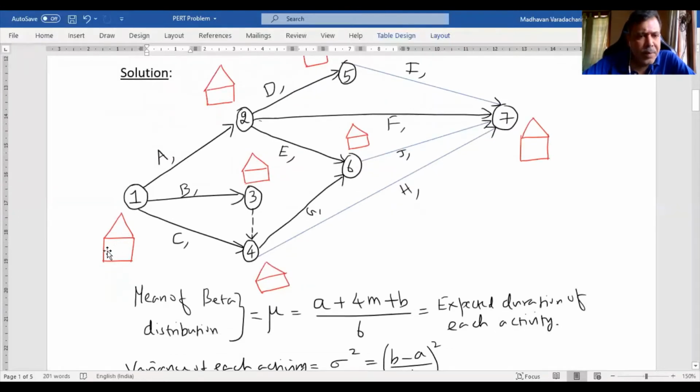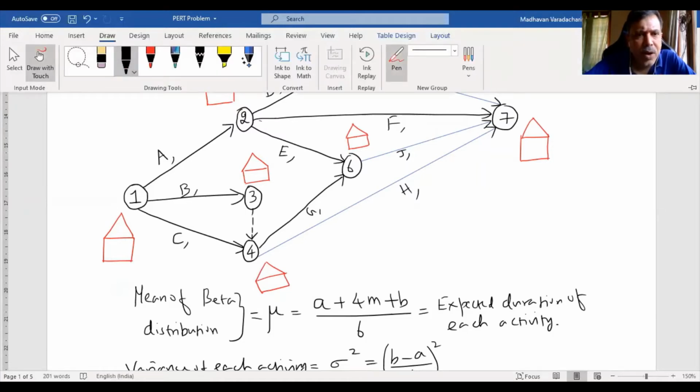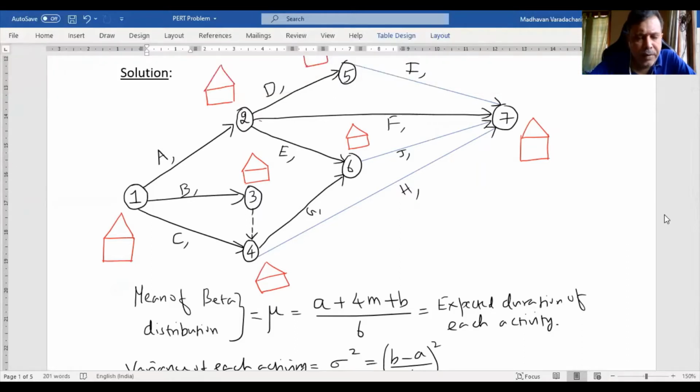Now let us start with the forward pass. Whenever I start from the beginning, I would not have done anything, which means I am starting at time 0. Since it is the forward pass, we are going to fill in only the rectangles. To start with, at node 1, since we haven't started anything, I will put a 0.